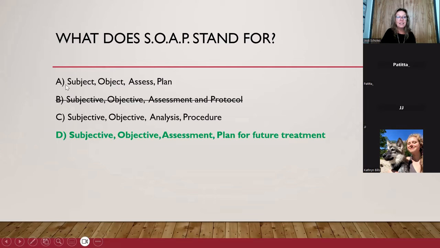Subjective. The subject is the person, the noun. Subjective is what they said. Object is a thing. Objective is what I see, what I observe, my objective opinion. Assessment, and then technically P is your treatment plan, your plan for future treatment. This is exactly what SOAP stands for.